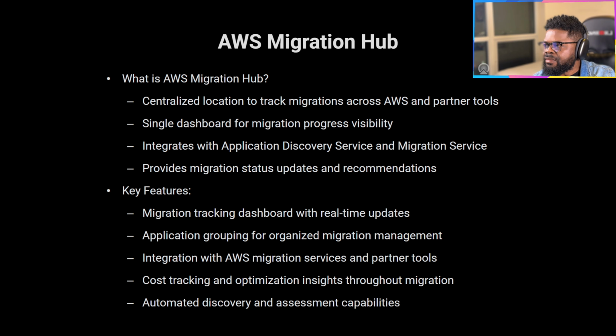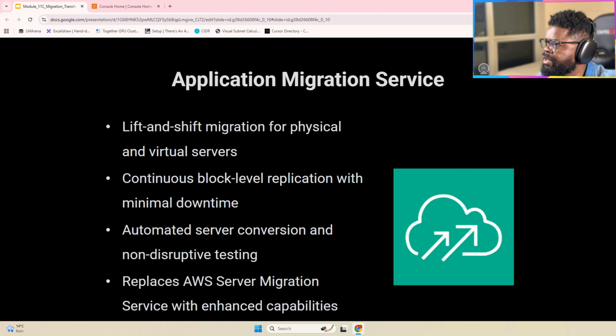And then you can obviously integrate that with AWS Migration Service and other partner tools that are out there. Cost tracking and optimization insight throughout the migration. So the hub is basically everything that's going to happen within your migration. The hub is where you're going to be seeing it in real time, okay? And the automated discovery and assessment capabilities. We'll see many of these once we go to the UI. So let's go to the UI so that you can see some of these things, okay?